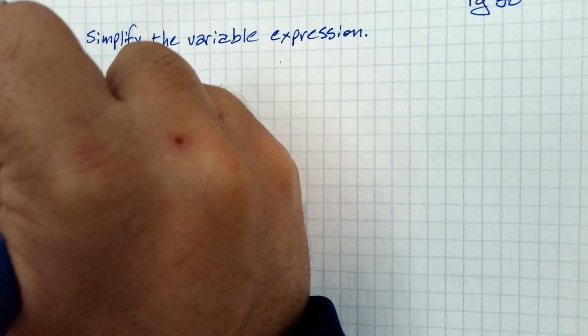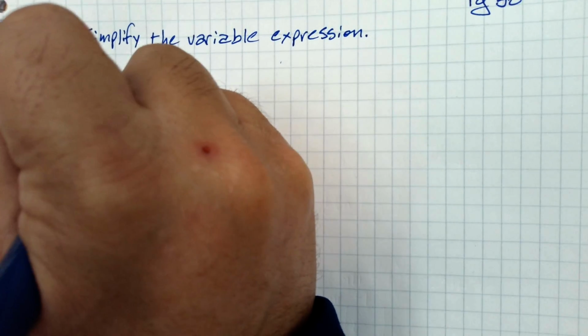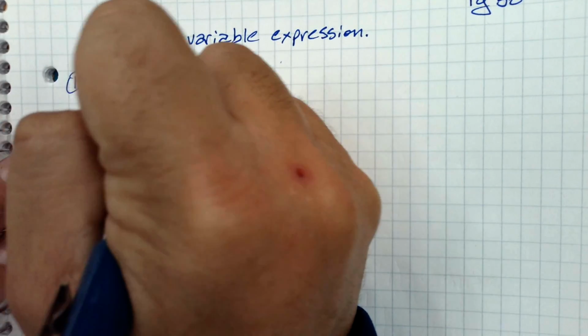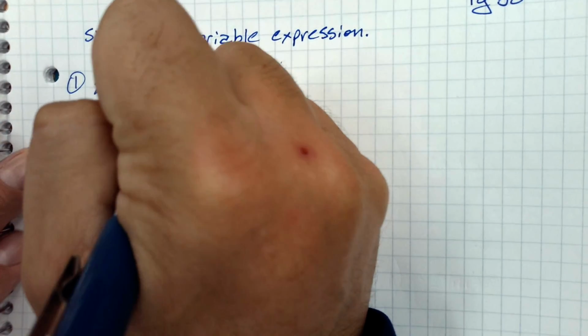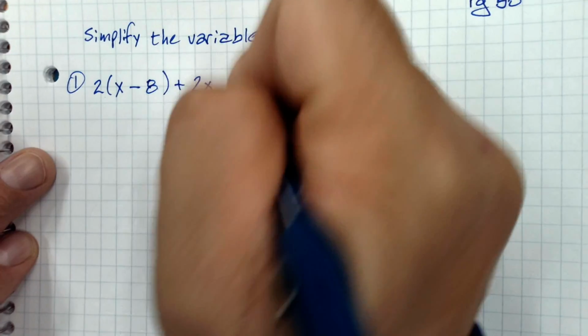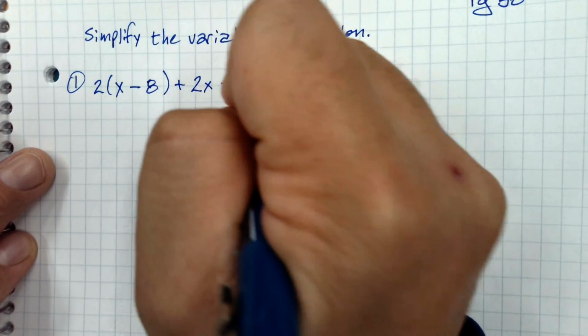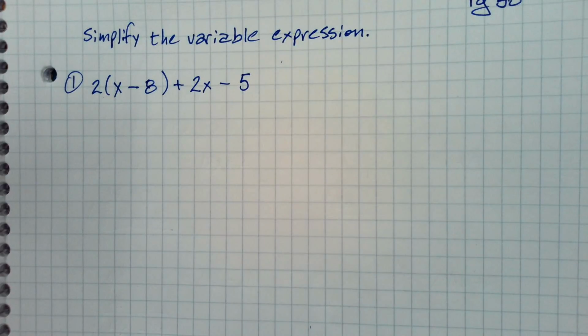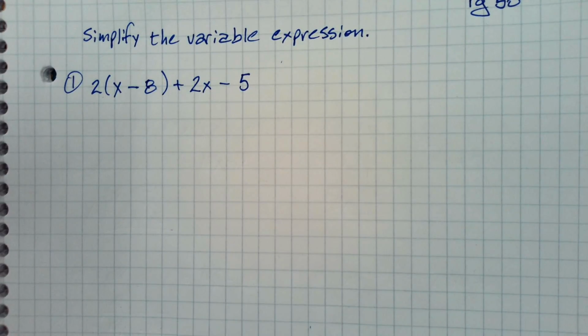Let's say we go 2 parentheses x minus 8 plus 2x minus 5. Okay, just go ahead and write all that down.